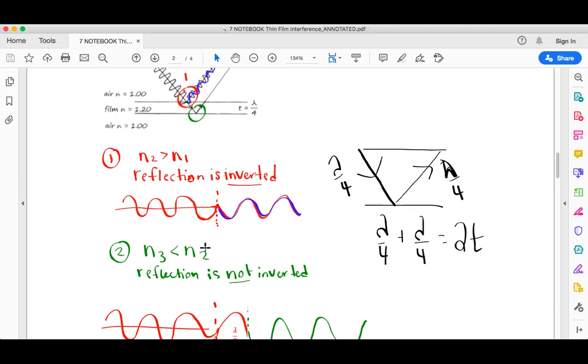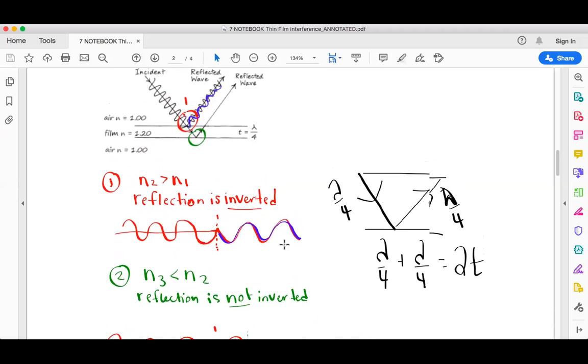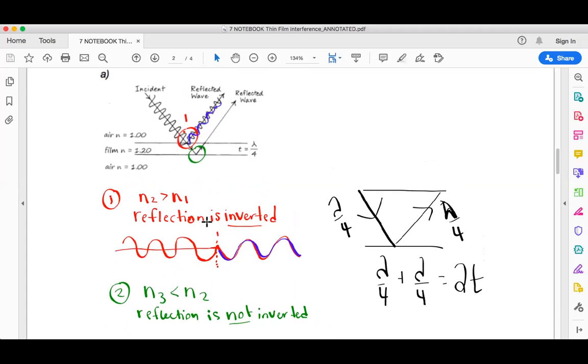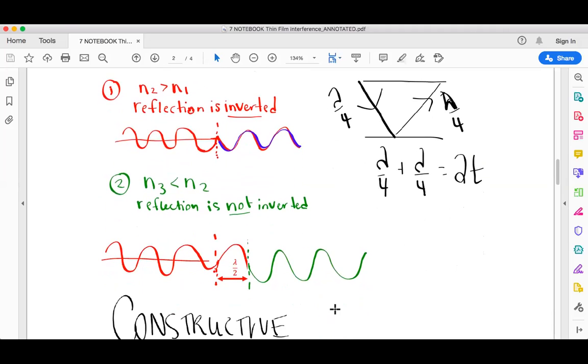So we've got the shorter path, which is this. And we've got inversion right here. The longer path, let's take a look at how much longer the longer path is. So the light goes into the film and then comes out of the film. Each time it does one of those trips, it's pi over 4. So 2t would be pi over 2. So we're going to draw the longer path, which is this red.